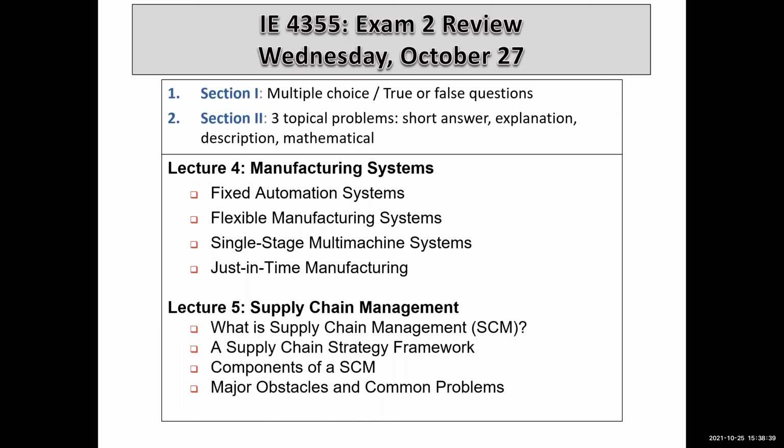I know for this lecture, we didn't cover any mathematical problem, but remember, we have concepts that are relevant. So it's important for you to understand the differences between these types of systems. Same thing for supply chain management. We discussed what is supply chain management, a supply chain strategy framework, the components of supply chain management, and the major obstacles and common problems within supply chain management theory.